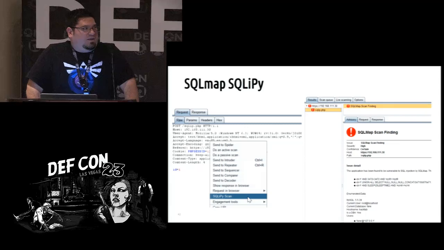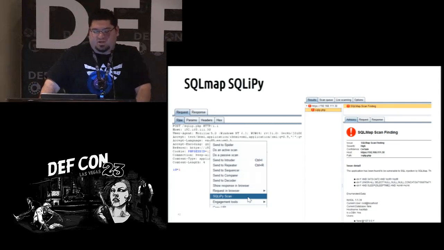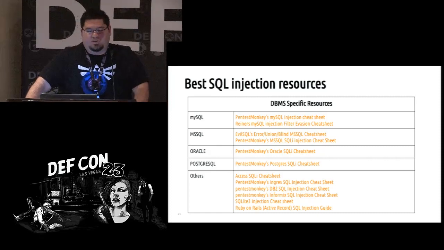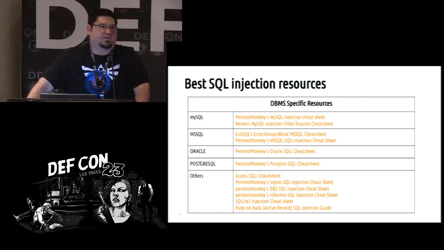So right-click on a request, send it to SQLiPy scan, and now Burp renders scanner results in the target tab, but it doesn't look like this anymore, but you get the idea. So this is my cheat sheet of SQL injection resources, broken down by database type, and these are cheat sheets that let you know manual syntax for each database. A lot of people say Pentest Monkey's lists are old. They're still the best. You have to have them handy when you're doing injection.